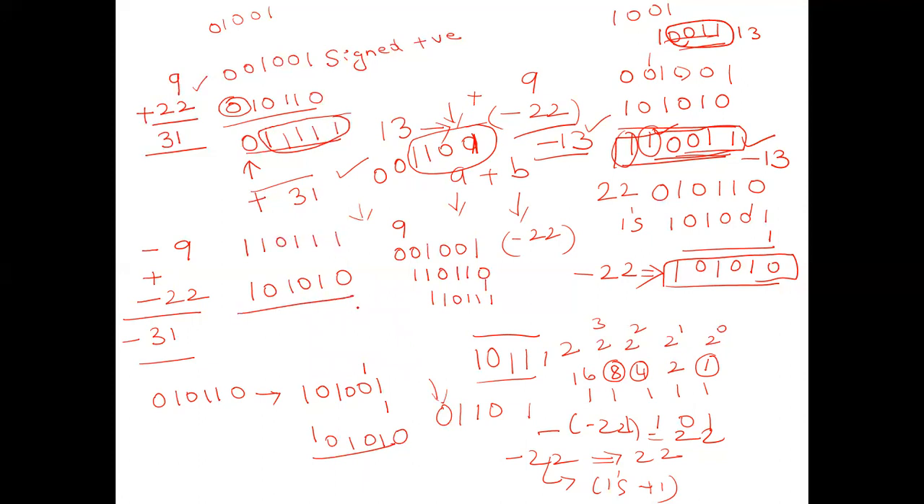Now 1 plus 0 is 1, 1 plus 1 is 10, and 1 plus 1 is 10, and 1 plus 1 is 10, and 1 plus 1 is 10. So 10 plus 1 is 11, and 1 will be there. You have to ignore the carry. This 1 will be ignored. So this is the answer.